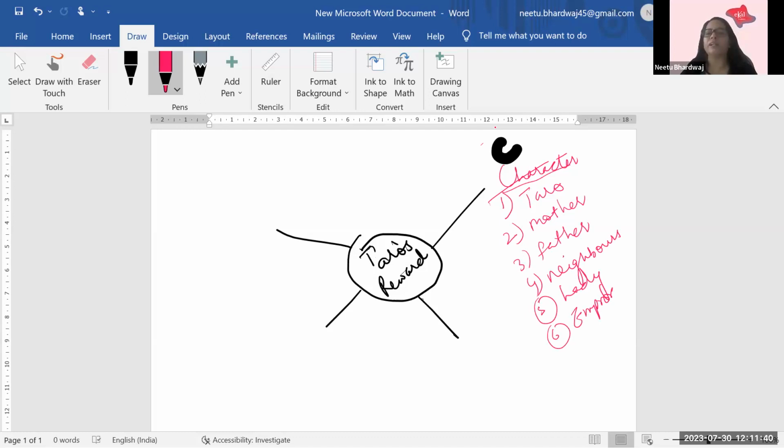Now see, you have the characters under one heading. So all the characters are under one heading. Now here we can have the moral. What was the moral of the story? Who will tell me the moral of the story?